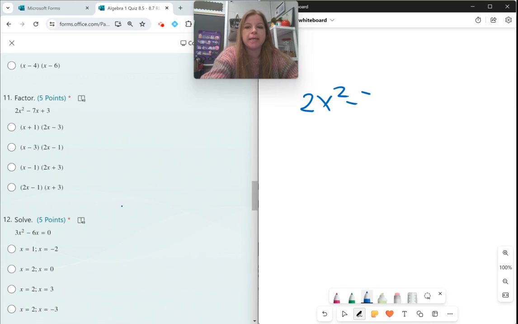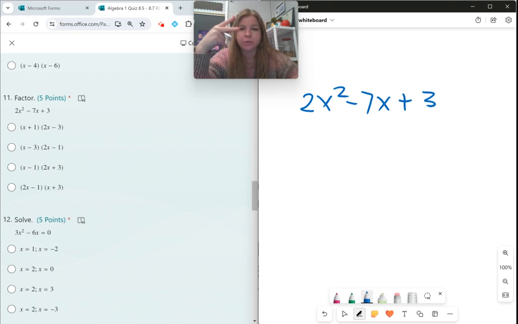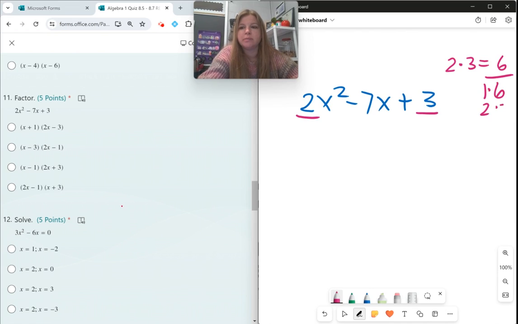Okay, number 11. 2x squared minus 7x plus 3. Okay, so this is a trinomial where the a value is not 1, it's 2. And so I can't just list the factor pairs of 3. What I have to do first is multiply 2 times 3. Okay, 2 times 3 is 6. And then I have to list my factor pairs of 6. 1 times 6, 2 times 3. And I have to ask myself, which one of those factor pairs can I get a negative 7 out of? Is it 1 and 6 or 2 and 3? Hopefully you're thinking, oh, it's 1 and 6.